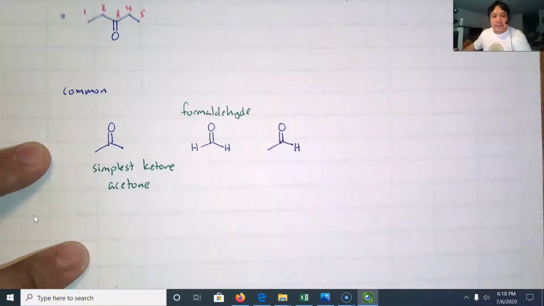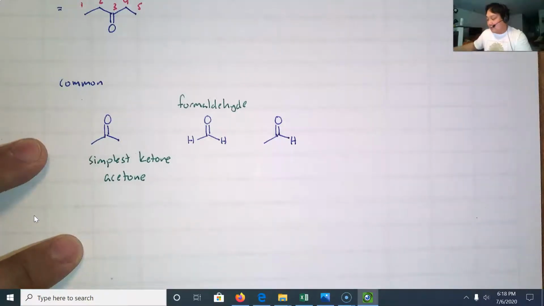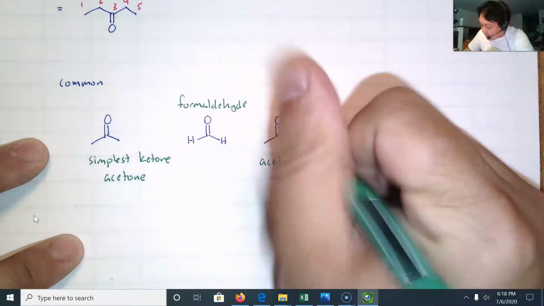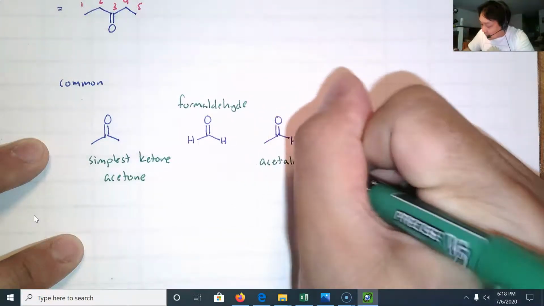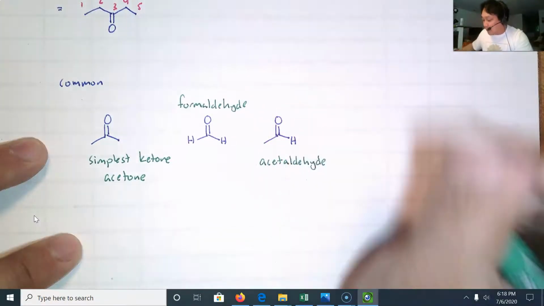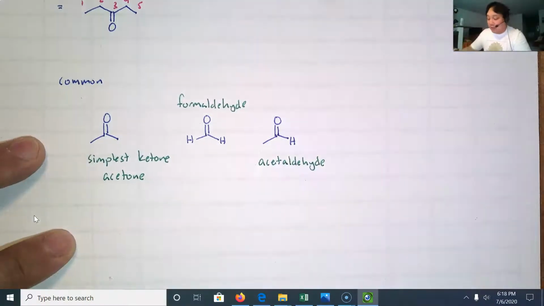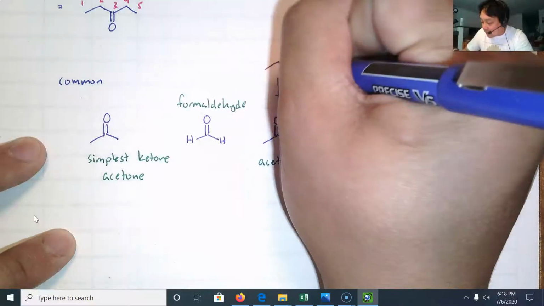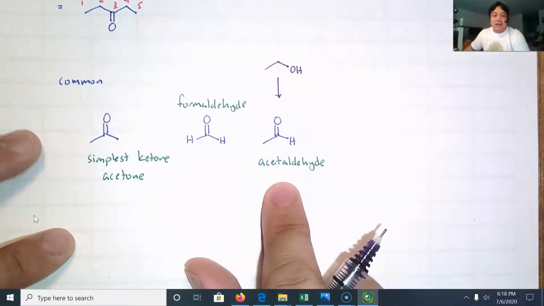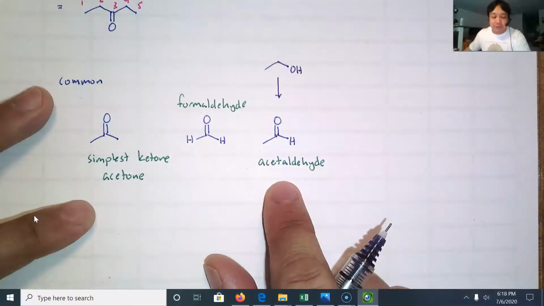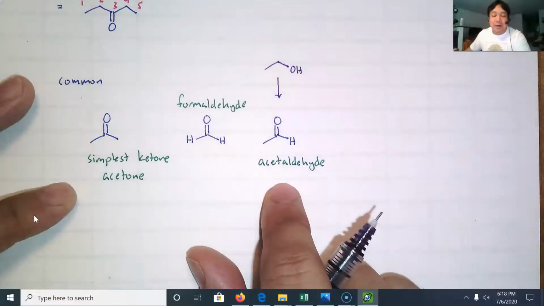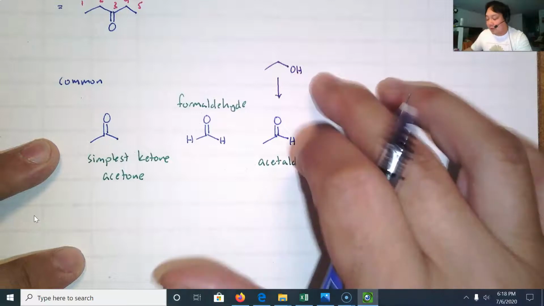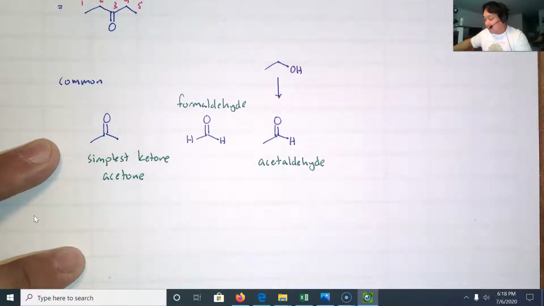I might have mentioned this in Unit 1. This is acetaldehyde. Why would I have mentioned this in Unit 1? Because ethanol, drinking alcohol, is metabolized to acetaldehyde, and this is commonly known as the hangover drug. This is the compound that does give you a hangover the morning after drinking a lot of ethanol.